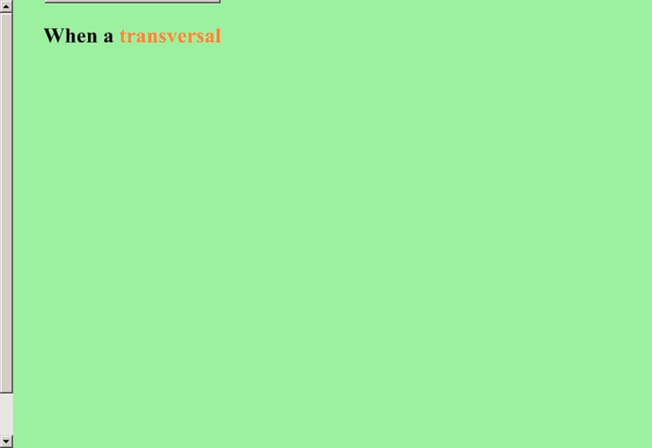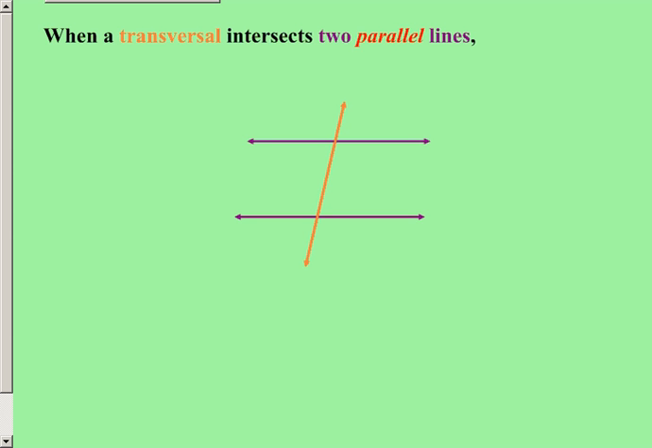Okay, here's a new term for us. When a transversal, and we're going to start off with a transversal. You'll see more about what a transversal is here in a moment, but that's where it is going to be positioned within our diagram. When it intersects two parallel lines. Okay, so we already saw yesterday that we had a transversal. A transversal was a line that intersects two or more lines, which you can see our transversal is intersecting two or more lines in this instance. But today we're going to be focused on what happens with the angles when those lines are parallel to each other.